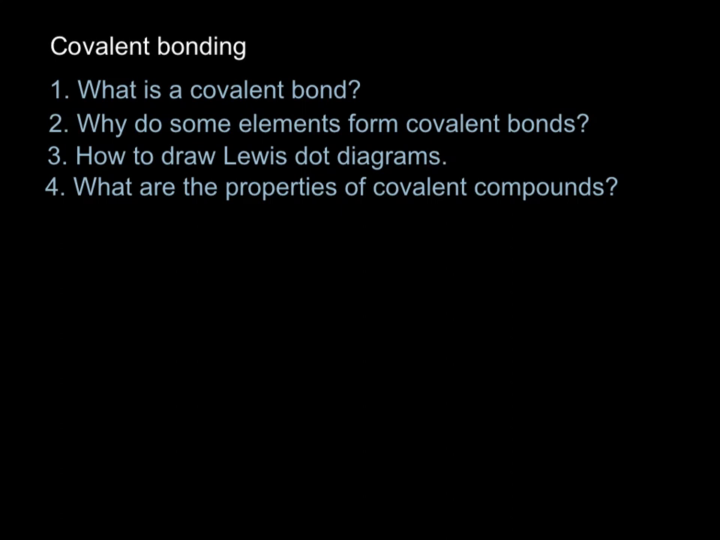Hi guys, in this tutorial we are going to talk about covalent bonding. So first we'll just talk about what a covalent bond is, and then why certain elements will form covalent bonds over other kinds of bonds. And then we'll talk about how you can represent something that's covalently bonded with a Lewis dot structure. And then last we will talk briefly about the properties of covalent compounds.